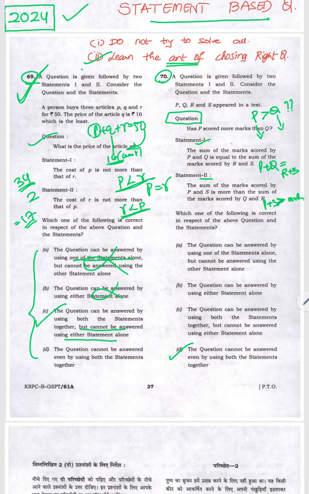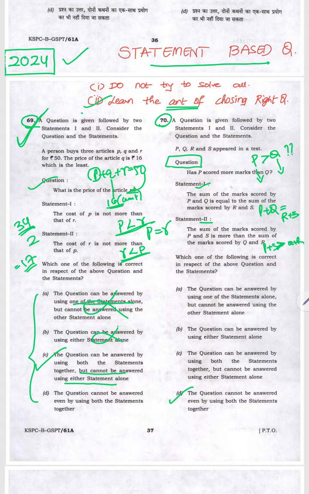This is what I wanted to convey regarding statement based questions. When you're trying to solve, don't try to solve every question. Learn the art of choosing the easy question and leaving the time taking question for the next round.